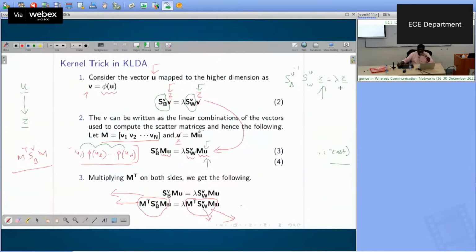Recall what our requirement is. Our requirement is to find out Z. But what you are going to find out is U. Once you get this U, I can simply find out Z just by replacing M with U. That is the goal. That's the key point here. We are actually finding out this U. That is the important thing.